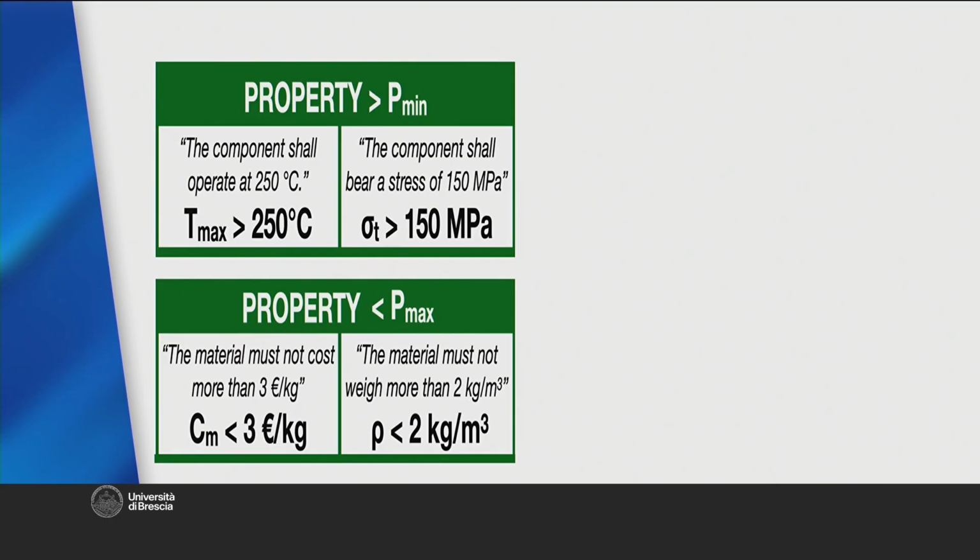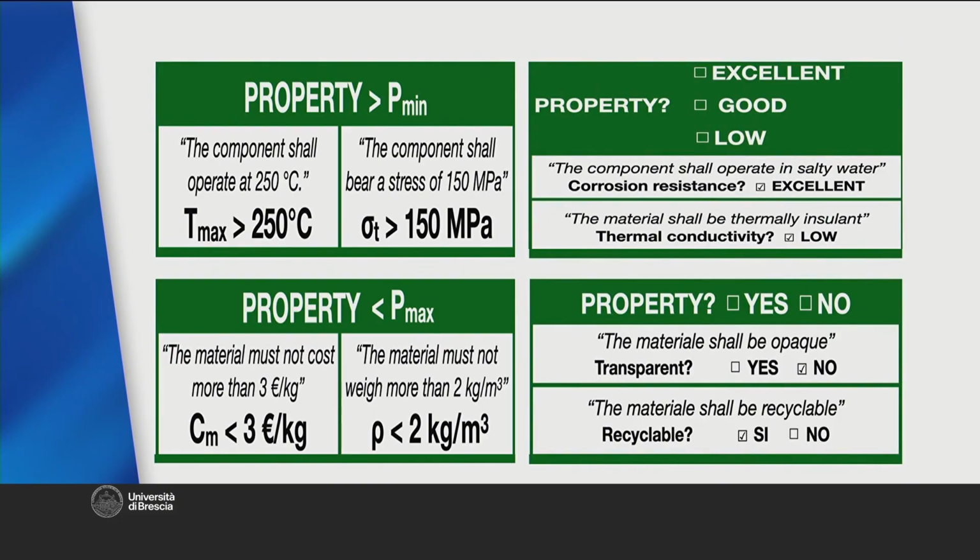In other cases, however, it may be necessary to respect a maximum limit, for example, when you want to avoid using materials that are excessively expensive or too heavy by setting an upper constraint on properties such as cost or density. For qualitative or binary properties, materials are excluded using similar criteria.